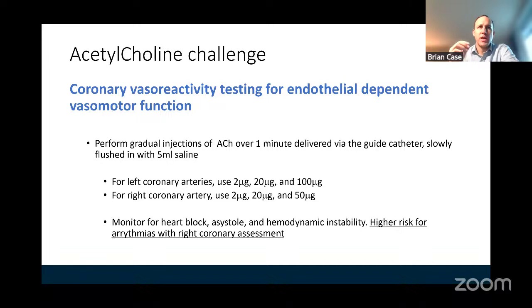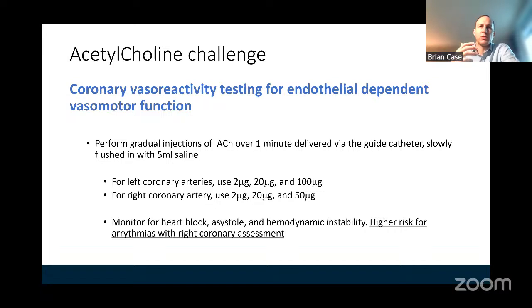How it works is you give a gradual injection of acetylcholine over a minute through the guide, flushing by hand 5 mLs of saline. These are the doses that we use in the left coronary and in the right coronary. Escalated doses to 100 mics. Some programs will go all the way up to 200 mics. We stay at this level.